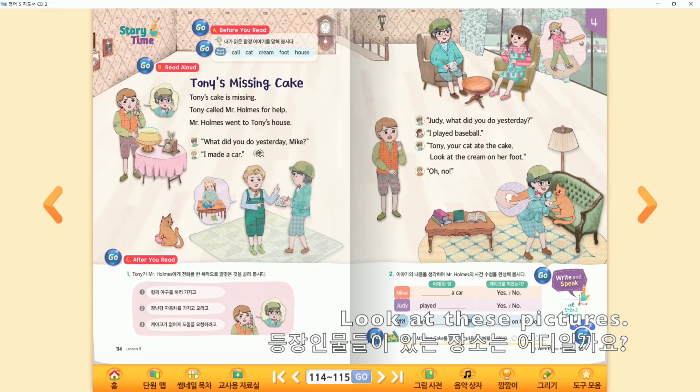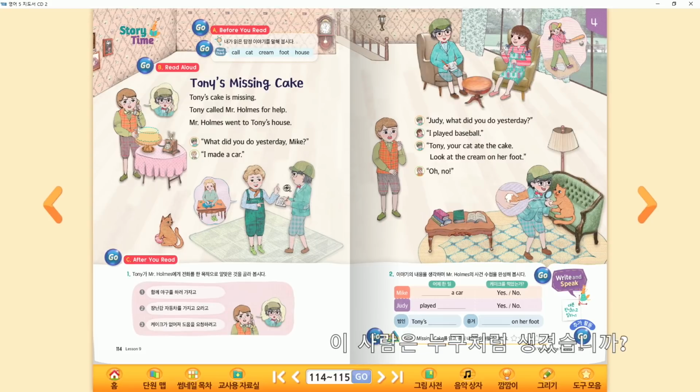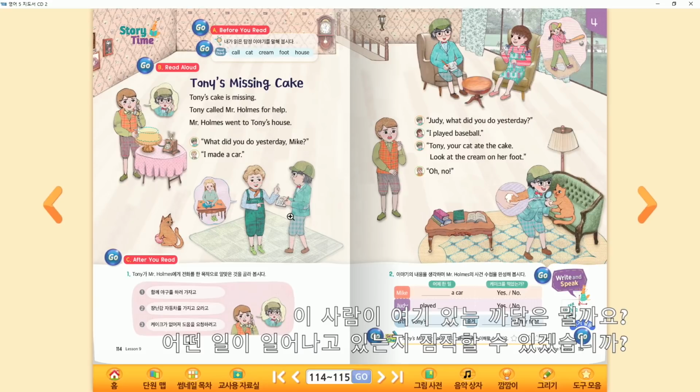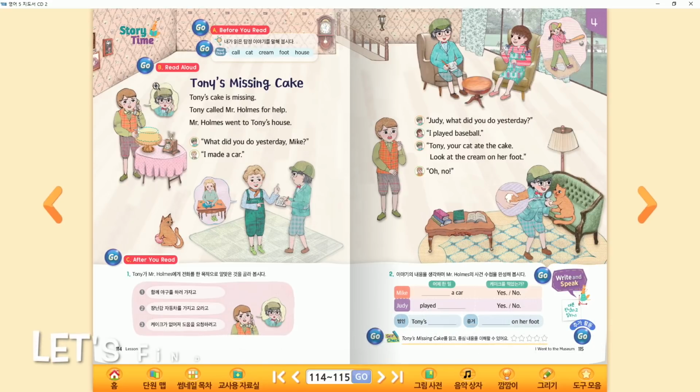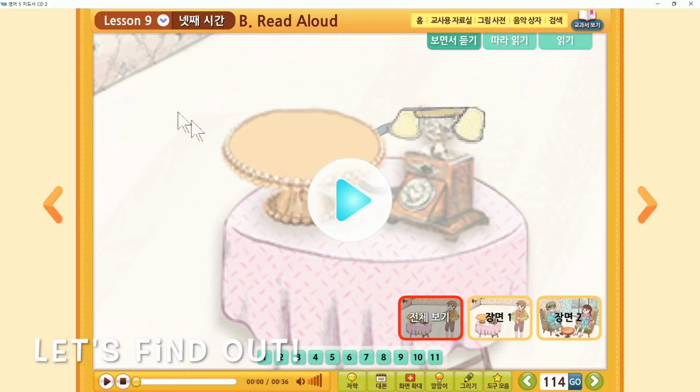First, look at these pictures. Where do you think they are now? And who does he look like? Why is he here? And can you see what's going on? Let's find out. B. Read aloud.